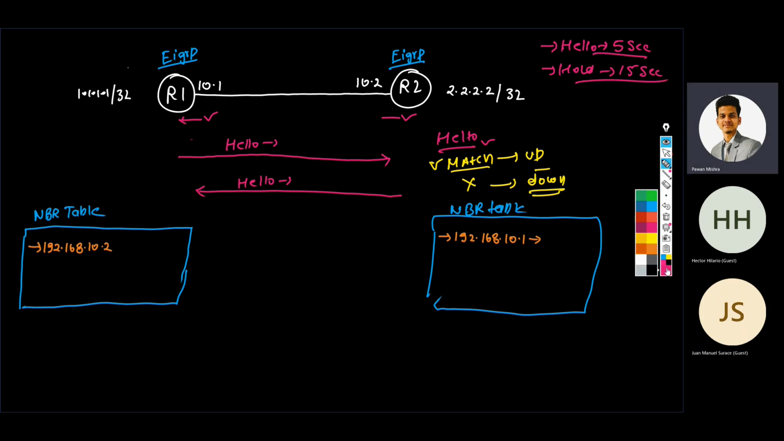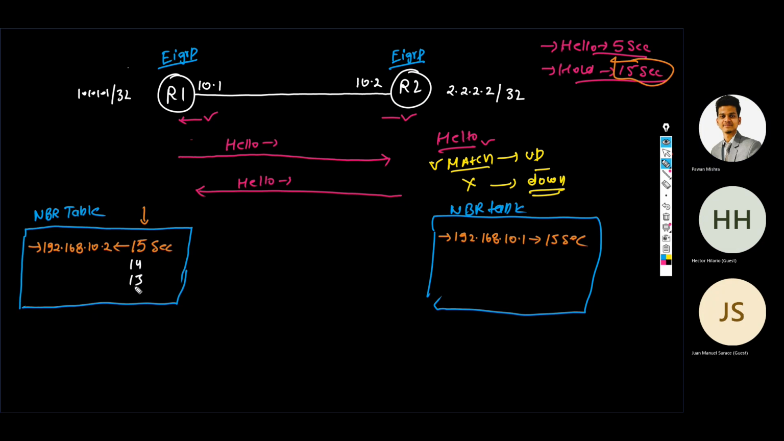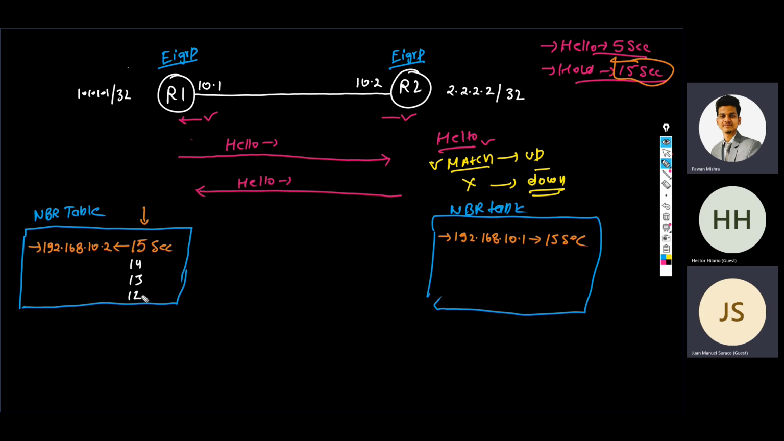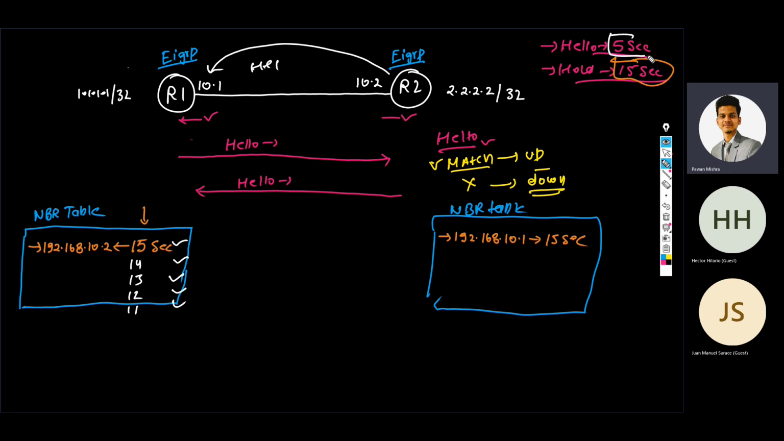So this R1 router will hold the neighborship for how many seconds? 15 seconds, equal to the hold down time. Right now the hold down time is 15, so it will hold this neighbor for 15 seconds, and here also 15 seconds. Clear? Once the neighbor is held in the neighbor table, the timer counts down like this: 14, 13, 12, 11, 10, 9, 8. Once it reaches 11, it means 5 seconds are finished, right? Again, this R2 router will send one more hello packet. Because I told you after how many seconds it will send the hello packet? 5.